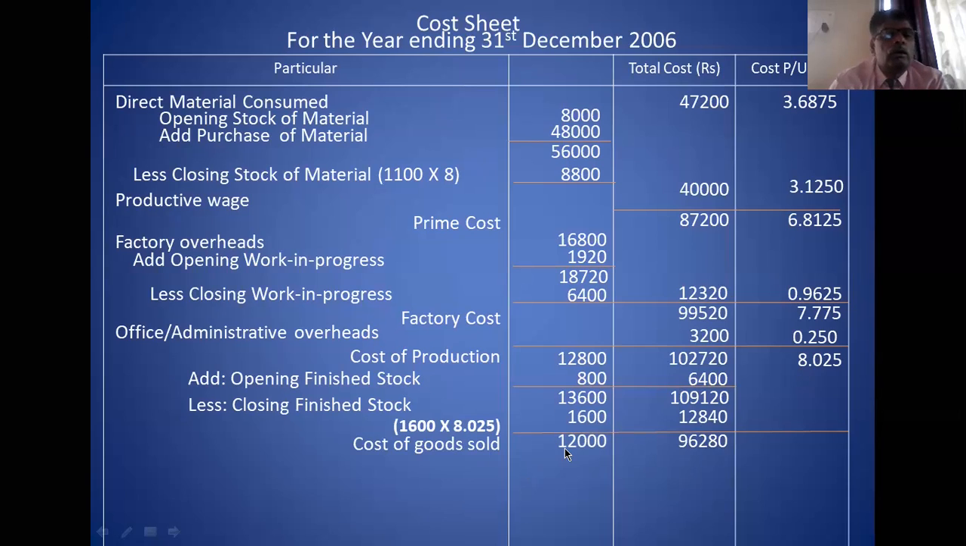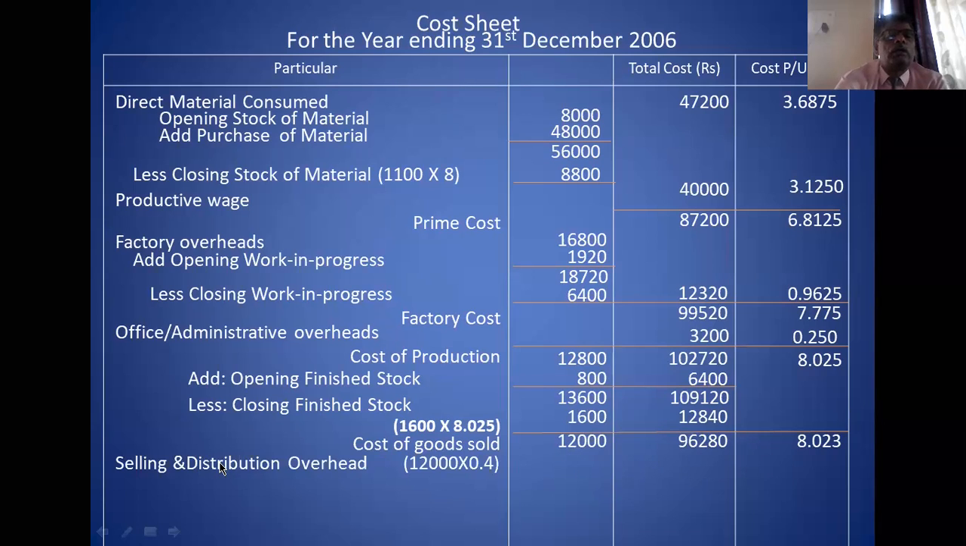How many units sold? 12,000 units. Its value is 96,280, and per unit is 8.023. How is it ascertained? It is ascertained by dividing 96,280 by 12,000. This is the cost of goods sold.